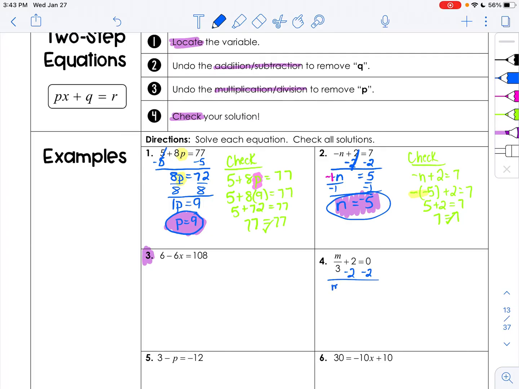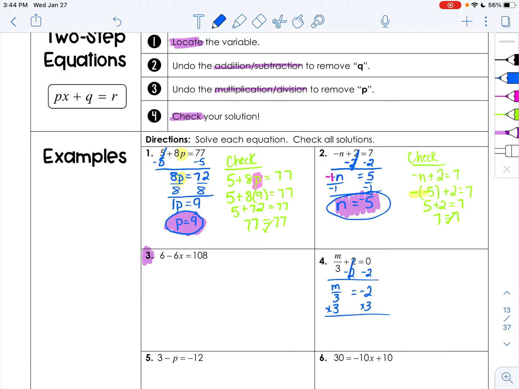So that's m divided by 3. 2 minus 2 is 0. We mark it out. Equals 0 minus 2 is -2. Then I need to move the 3 to the other side by doing the inverse. So the opposite of divide by 3 would be to multiply by 3.